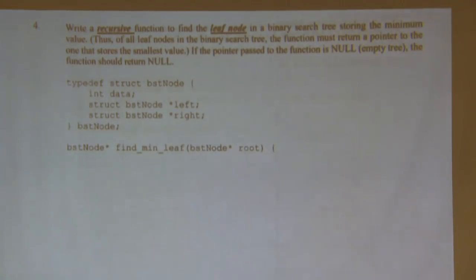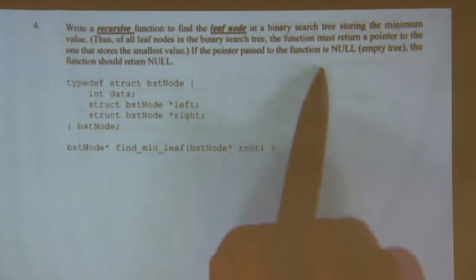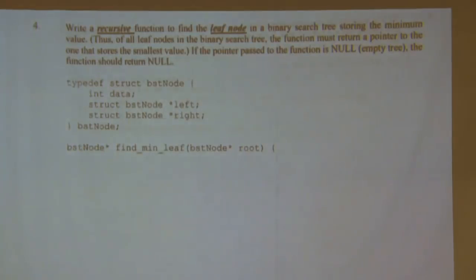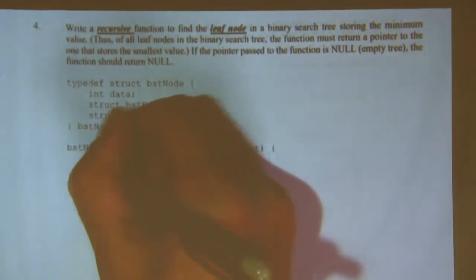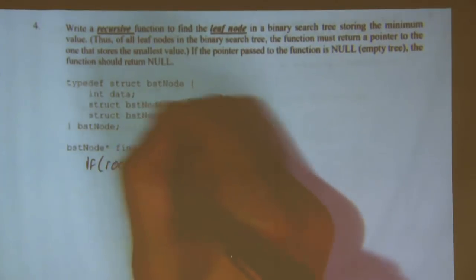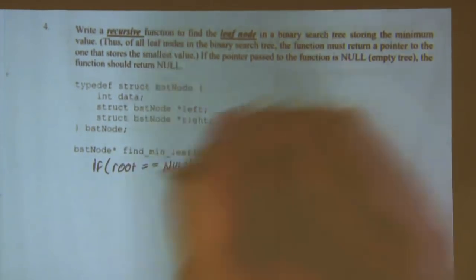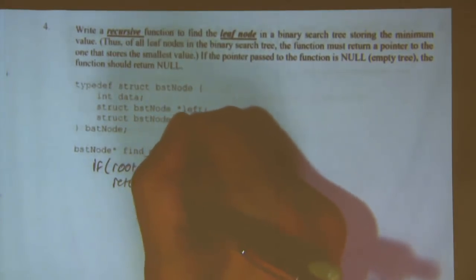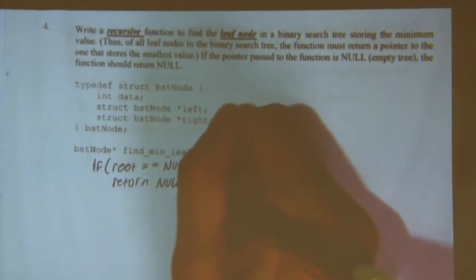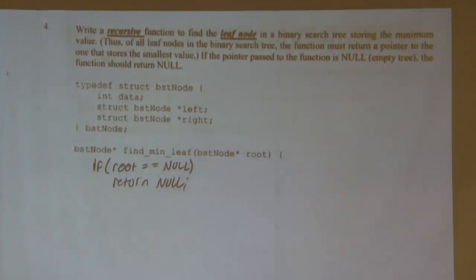So with this one, first of all, we probably want to just handle this case real quick, in case it's an empty tree. So we just say if the root is equal to null, we just want to return null. Right, that one's pretty easy.